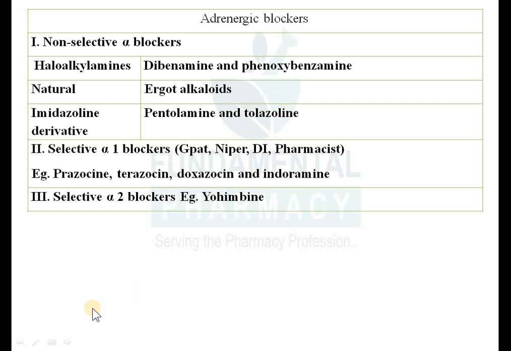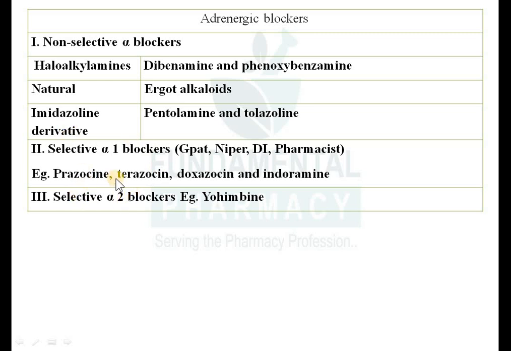Okay, then selective alpha 2 blockers. Example is yohimbine. But these selective alpha 2 blockers do not have much application in therapeutics. Selective alpha 1 blockers definitely have application in therapeutics. They are used as anti-hypertensive agents. Remember, why I am giving much emphasis on this classification, because they have already asked a question on this classification. So you have to remember the selective alpha 1 blockers.